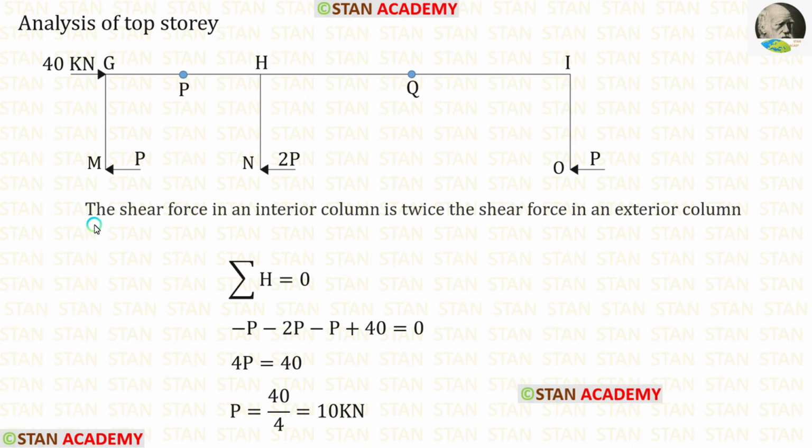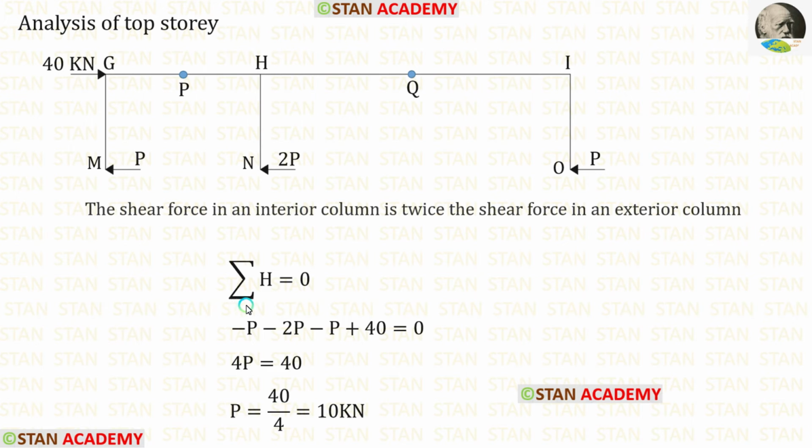We know that the shear force in an interior column is twice the shear force in an exterior column. We have only one interior column and we have these exterior columns. Let us keep the shear force as P. We know that in the interior column, the shear force should be twice, so the shear force is 2P. The shear forces in the columns should be represented in the opposite direction of this load.